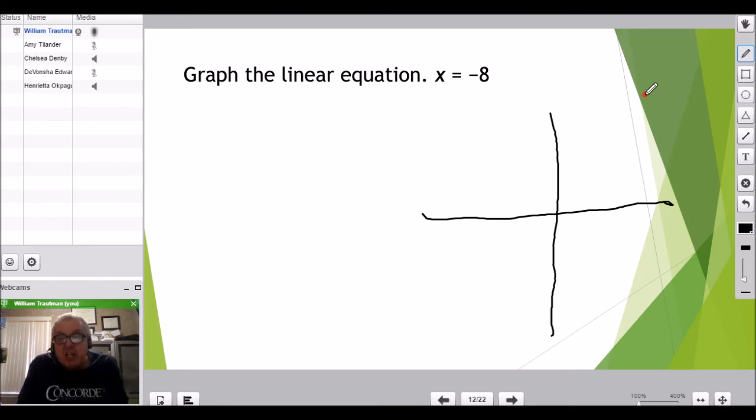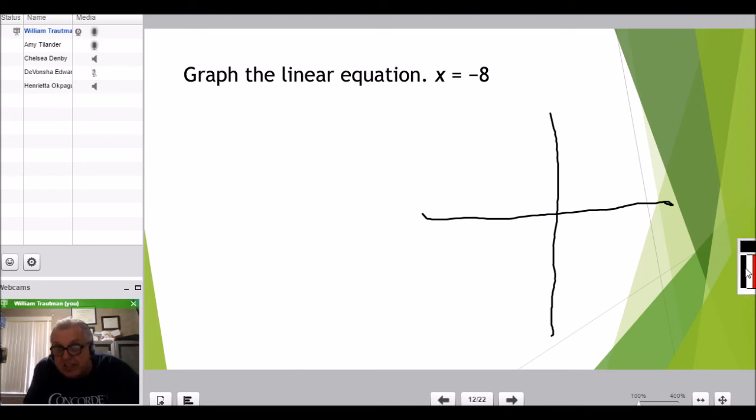Okay. So no, Amy, it's not parallel. It's not a dot. Can somebody tell me what this looks like when you say parallel? I don't know what parallel means. Anybody else? There we go. X equals -8.